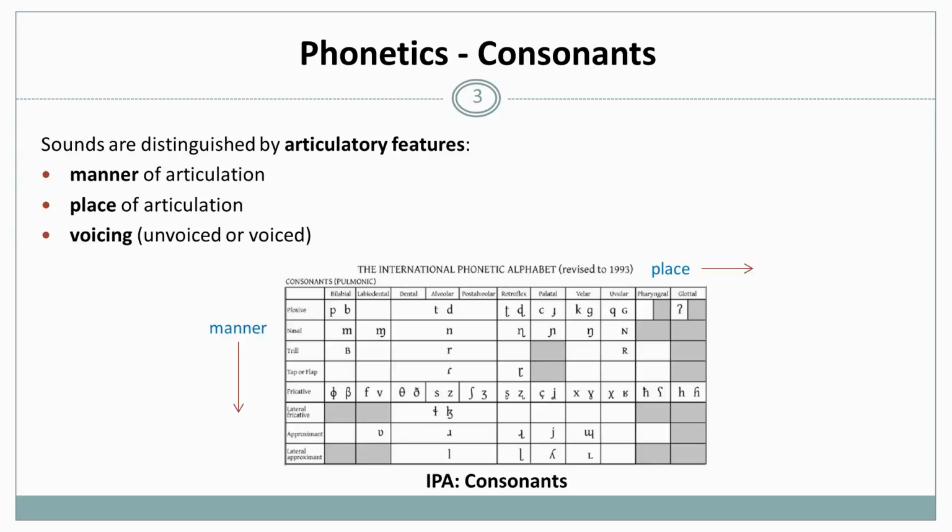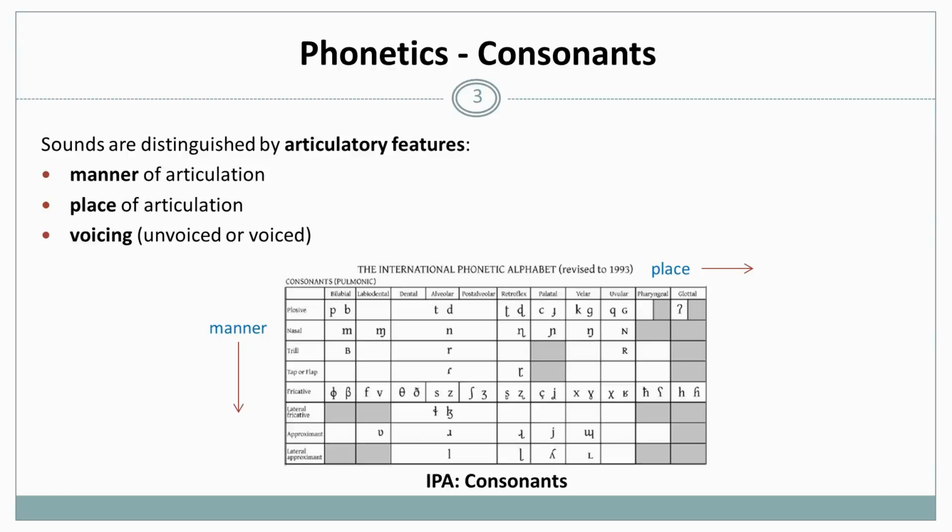And in the columns here we have the place of articulation, and in the rows we have manner. So manner includes things like plosives, nasals that involve the nose somehow. Then we have fricatives, and so on.